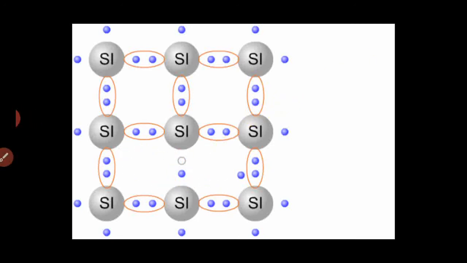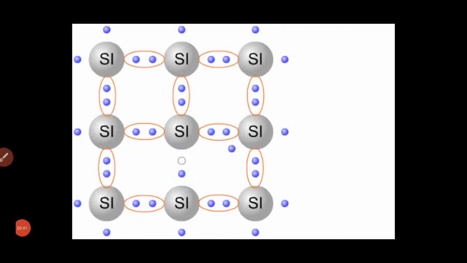The structure you are seeing here is the structure of silicon, and silicon is the semiconducting material, and there are 4 valence electrons in the silicon. And this silicon will form covalent bonds between the neighboring atoms. These are the covalent bonds which are made by mutual sharing.